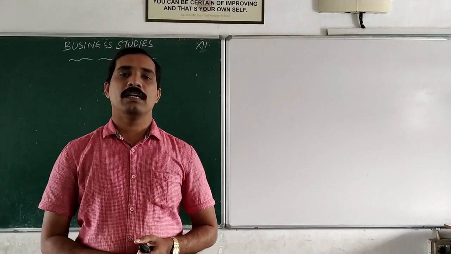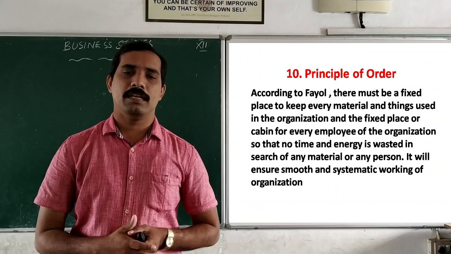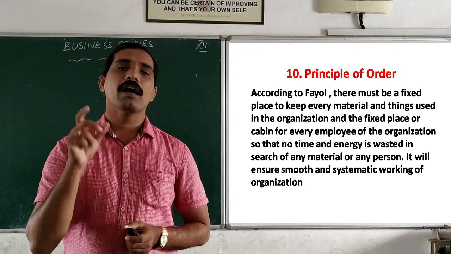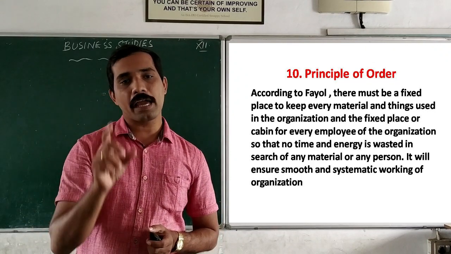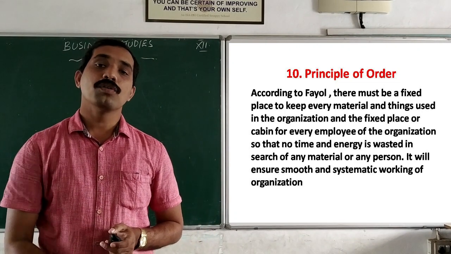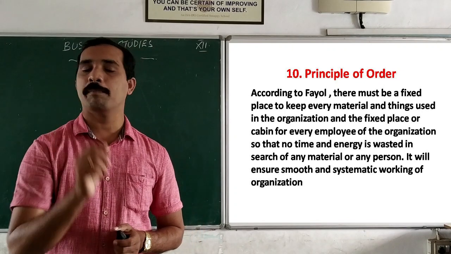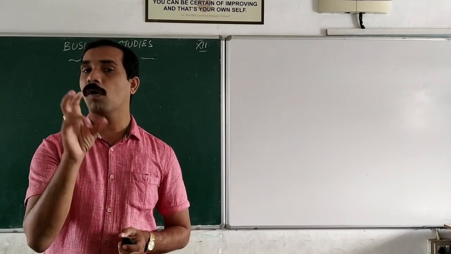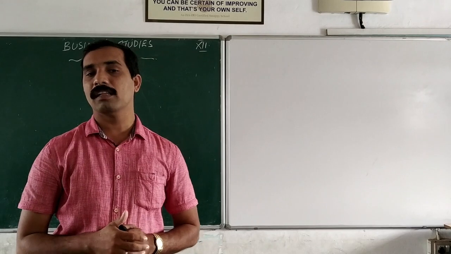Okay. Now we can move to the next principle, that is the 10th principle, principle of order. What is order? According to Henry Fayol, there must be a fixed place to keep every material and thing used in the organization, and a fixed place or cabin for every employee of the organization, so that no time and energy is wasted in search of any material or person. So it will ensure smooth and systematic working of the organization. That is order. Everything has its own place. That is order.